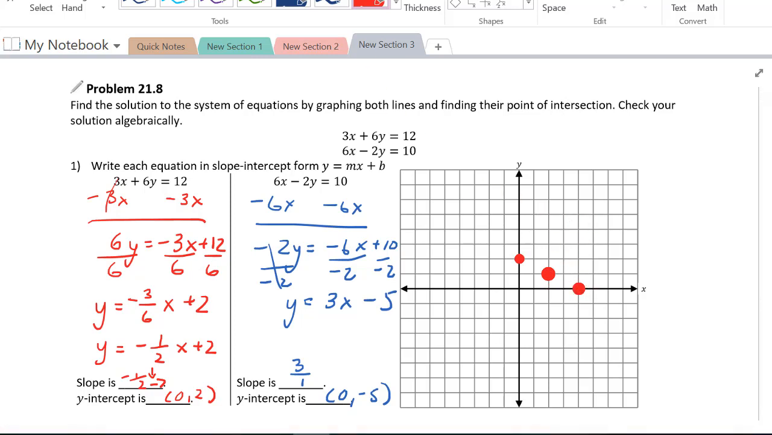Those are our points. Let's just label them. So this guy is 0, 2. This guy is 2, 1. And this guy is 1, 2, 3, 4, 0. And we're going to label the line once we graph it.